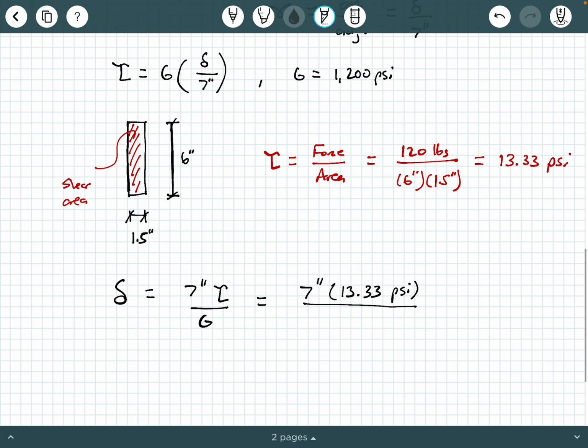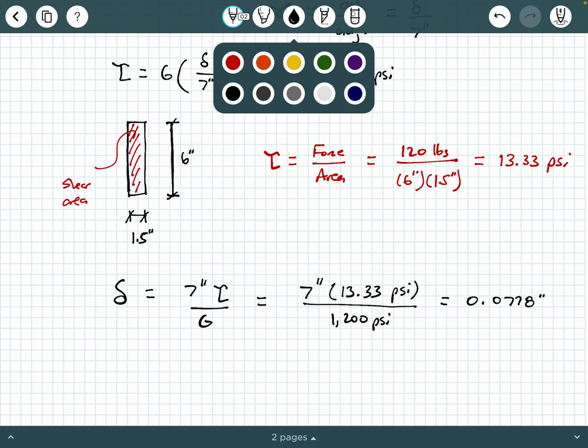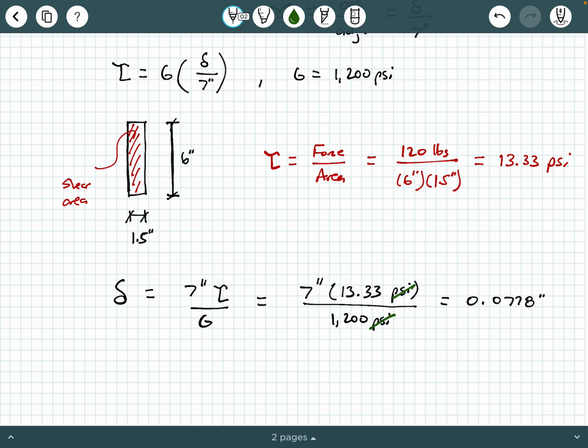So we're going to put the 1200 PSI in this denominator, and we will use our calculator to help us calculate this out. And we get a delta value of 0.0778 inches, okay? And you can see that it's inches because the PSI units cancel, and of course you're left with inches. So finally, your solution is delta equals 0.0778 inches. And that is the conclusion of this example video.